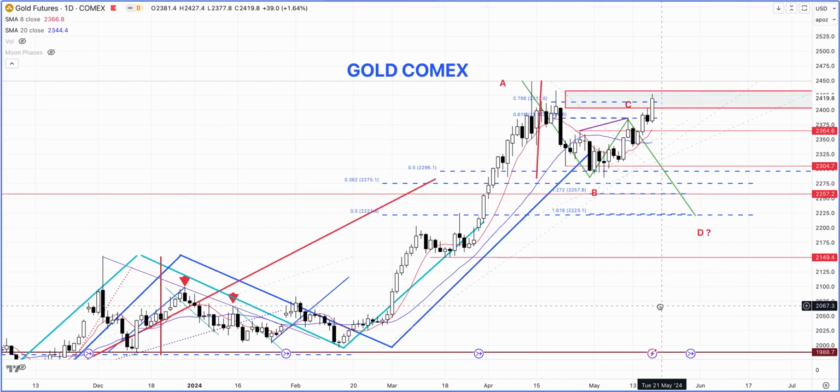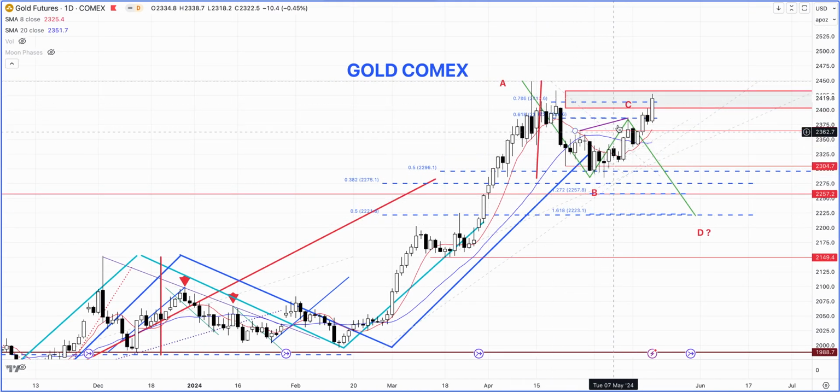And when we did the last video, we were discussing this ABCD pattern, which we discussed in the video we had done over the weekend. So this pattern is negated because the price actually closed above the C point.